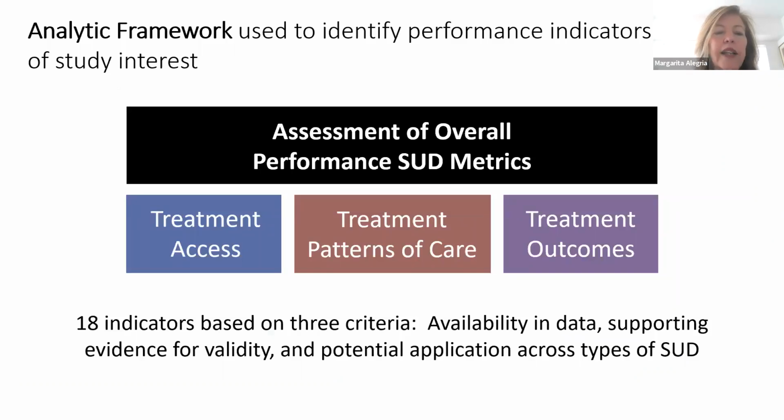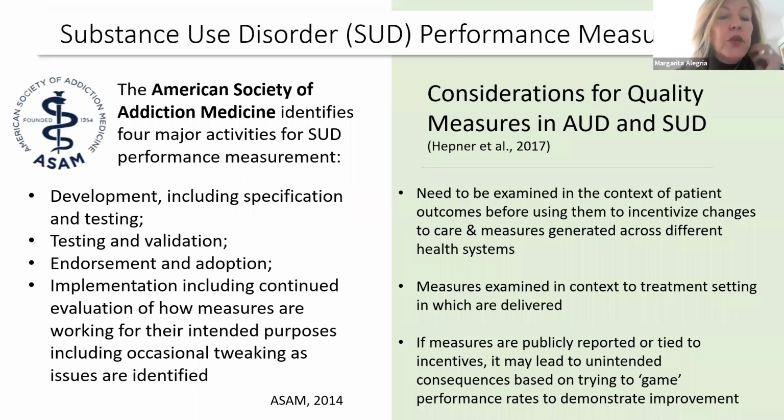The other thing is we wanted to create indicators that would cover three particular areas. We wanted to have indicators of treatment access, treatment patterns of care, and treatment outcomes. And so we developed 18 indicators based on this criteria, thinking about what available data we had in Medicaid claims, what was the supporting evidence for the validity of this performance indicator, and could they be applied across all types of SUD.